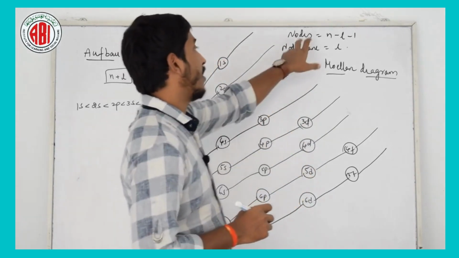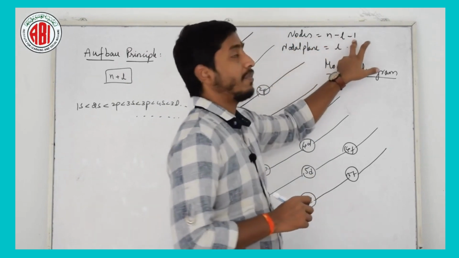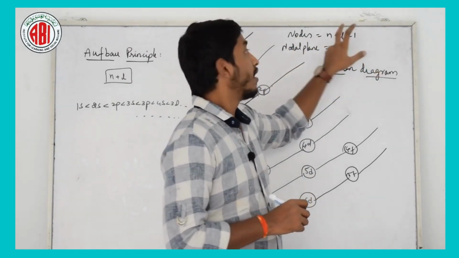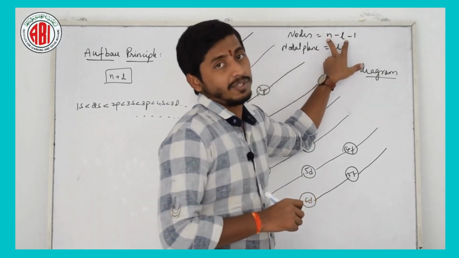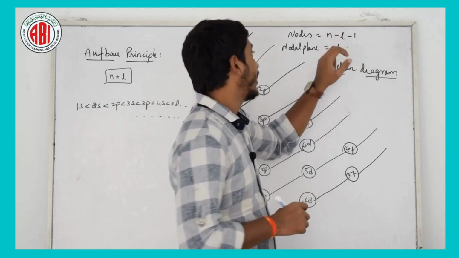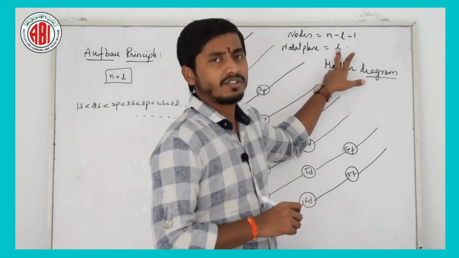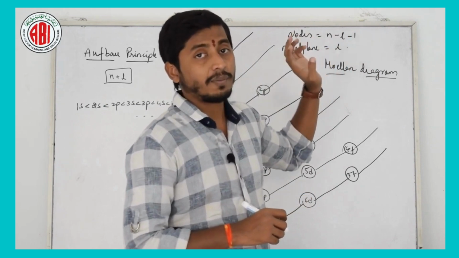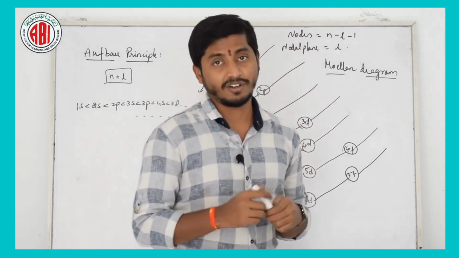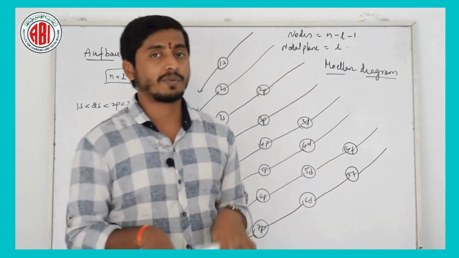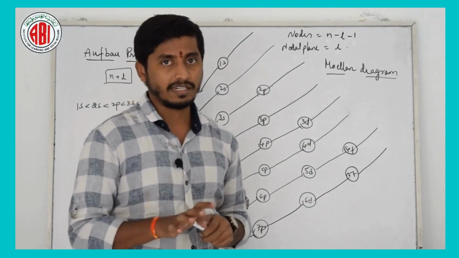There is a formula: the number of nodes in an atom is n minus L minus 1, where n is the principal quantum number and L is the azimuthal quantum number. And the number of nodal planes is nothing but L. What is a nodal plane? It is the plane in which we cannot find an electron, or the plane in which the probability of finding an electron is 0. Okay, did you understand?